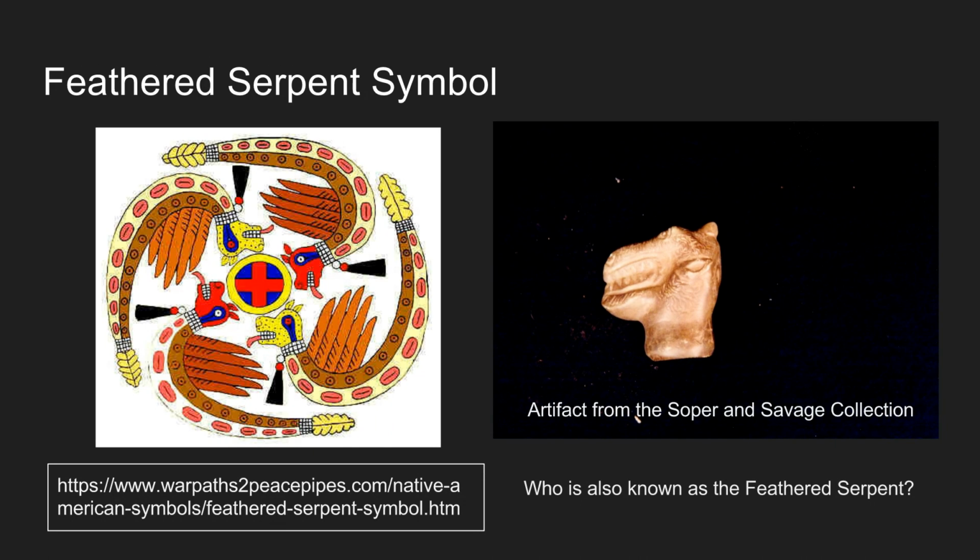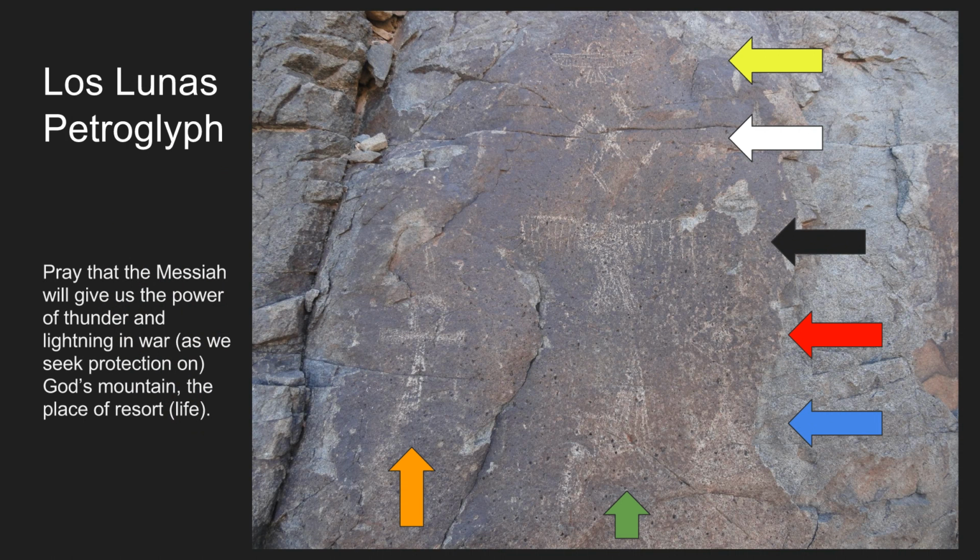If you remember your history, the Aztecs, they also had a meaning for the feathered serpent. The feathered serpent actually was a reference to Quetzalcoatl. Therefore, I take this to mean that the feathered serpent or the swastika actually is a reference to the Messiah or the Savior. So bringing the 3 top symbols together, I see that it means pray that the Messiah will give us the power of thunder and lightning and war.